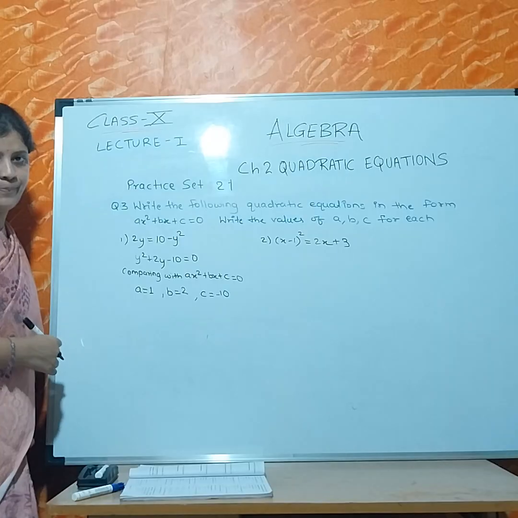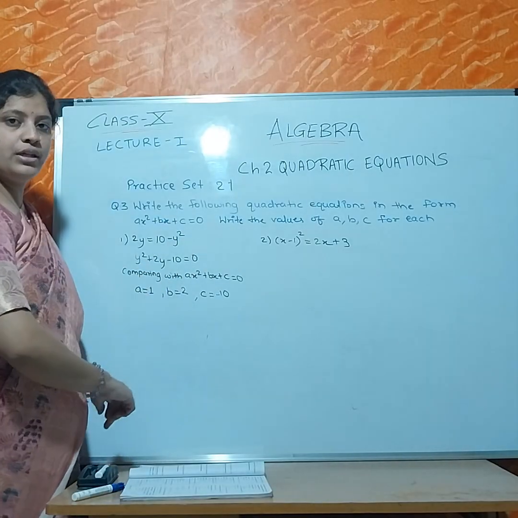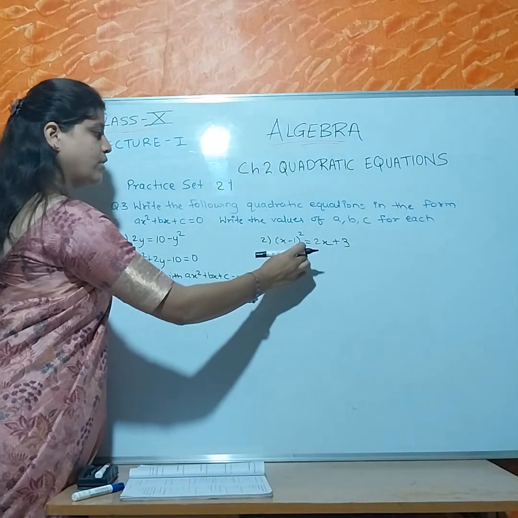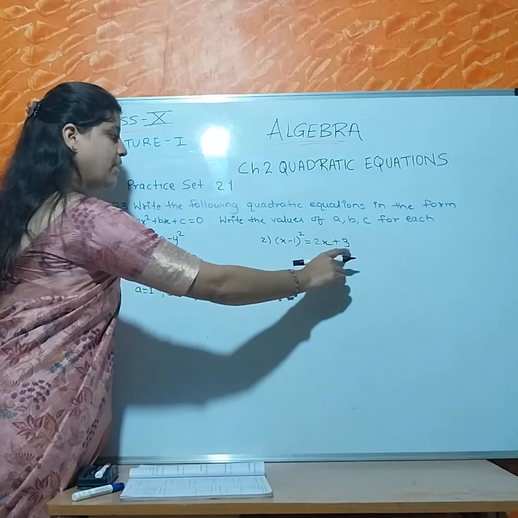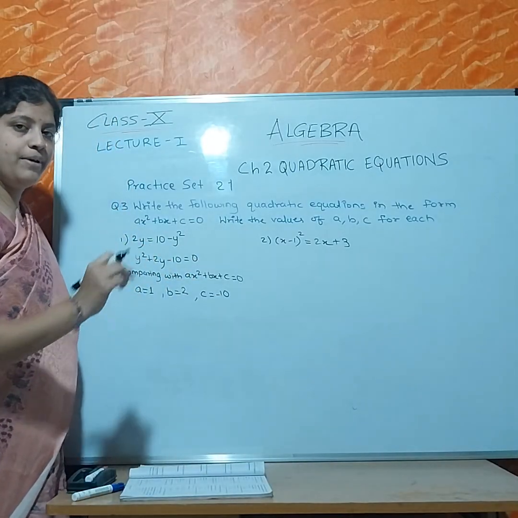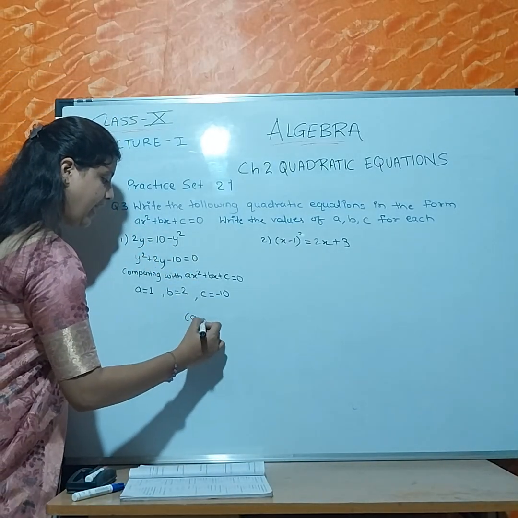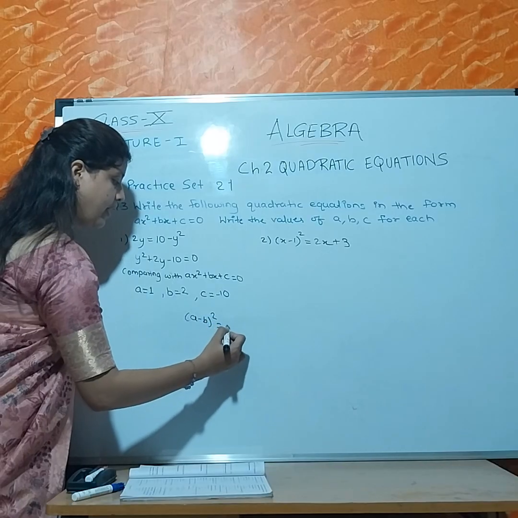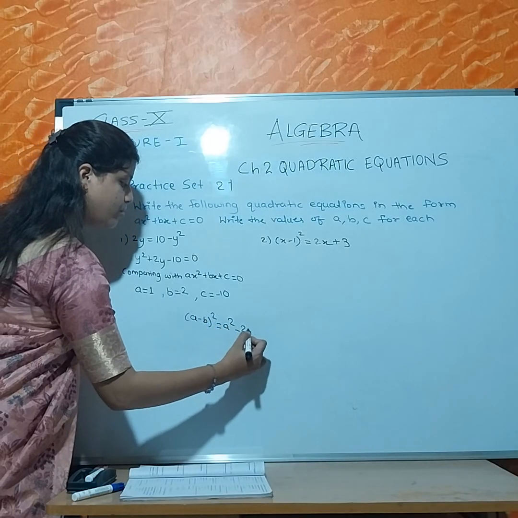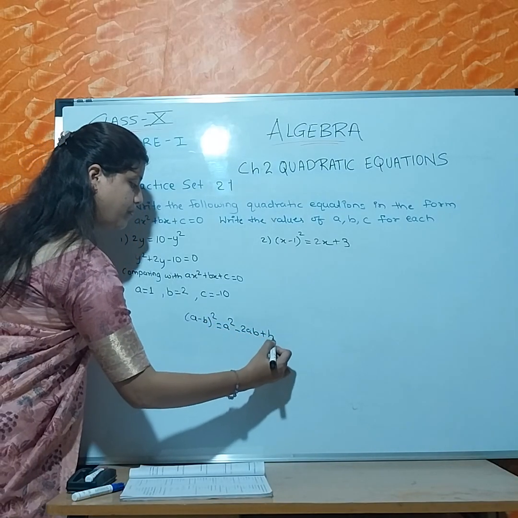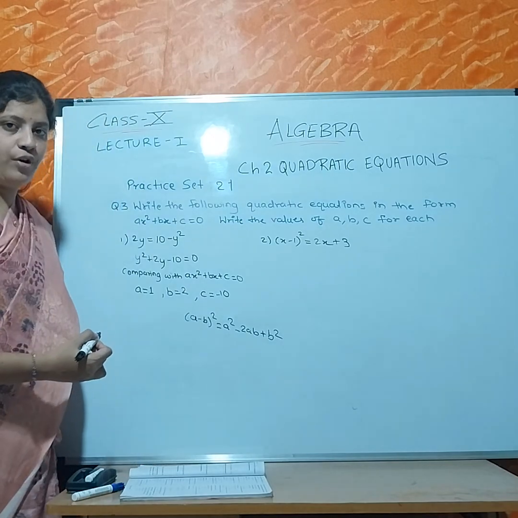This is the answer. Now we will solve the second question. So x minus 1 whole square is equal to 2x plus 3. First of all, tell me what is the formula of a minus b whole square? a square minus 2ab plus b square. This is the formula.